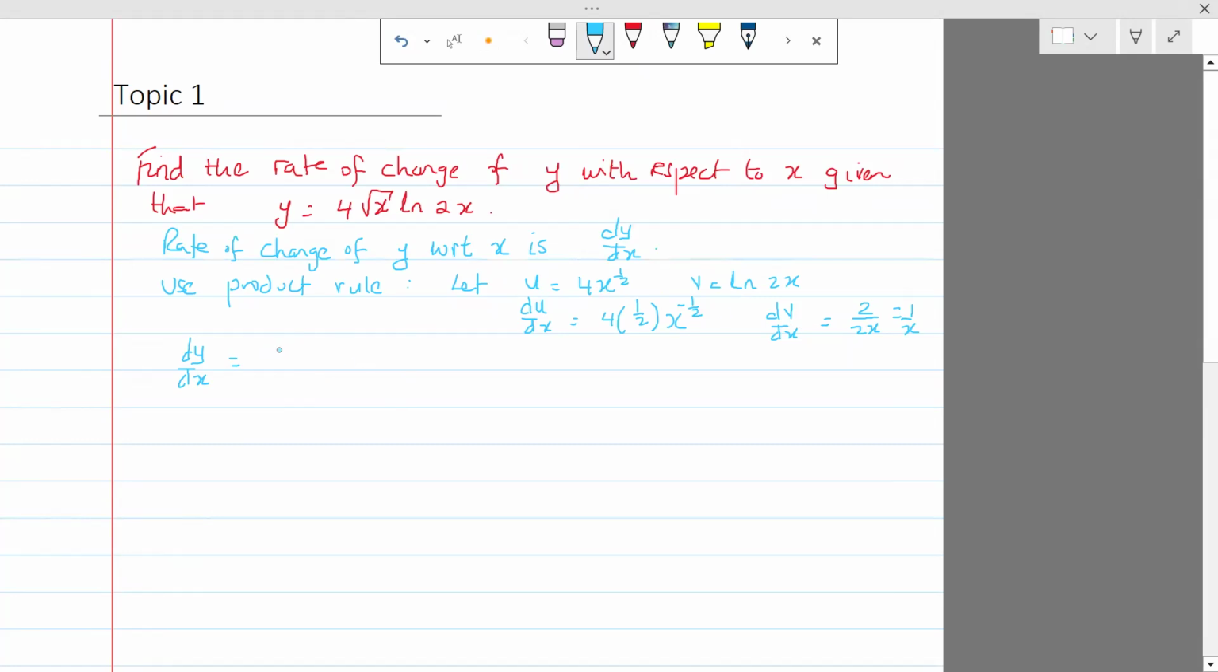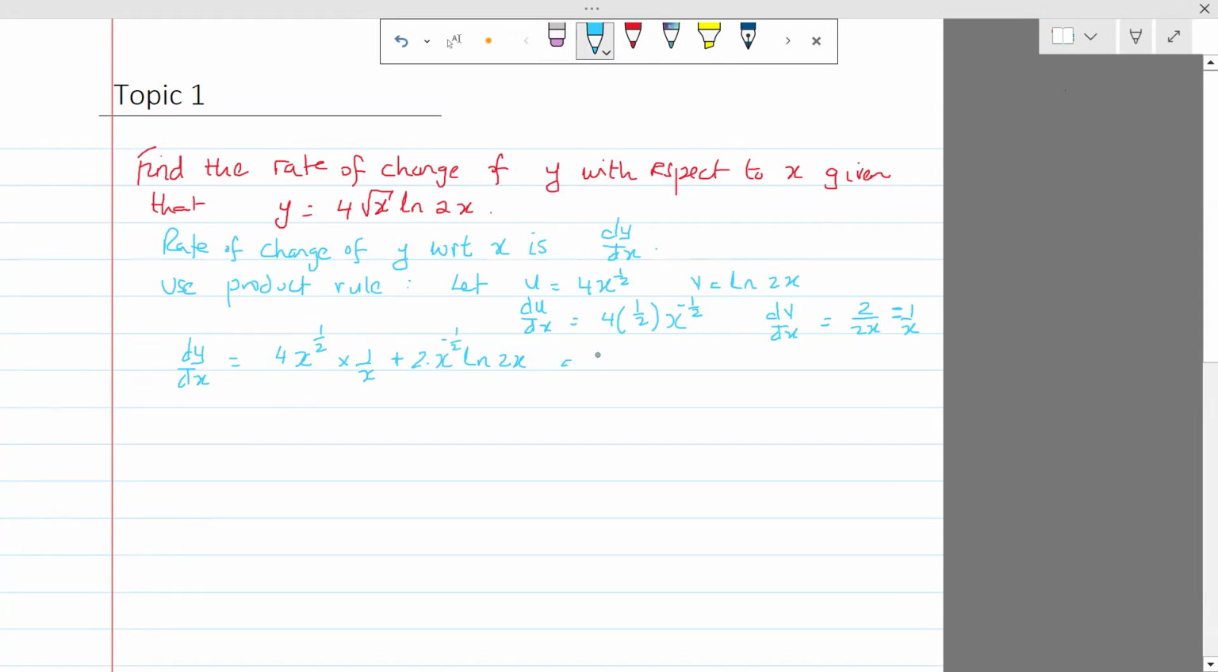So I'm going to take this here, 4 x power half, which is u, times dv by dx, which is 1 over x, plus v, which is ln 2x, times du by dx, which is 2 times x power minus half.